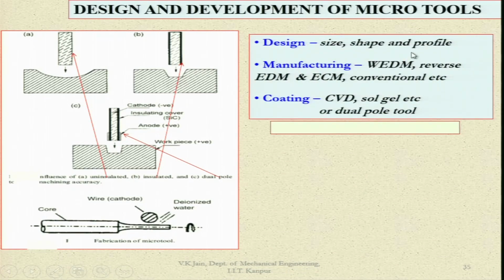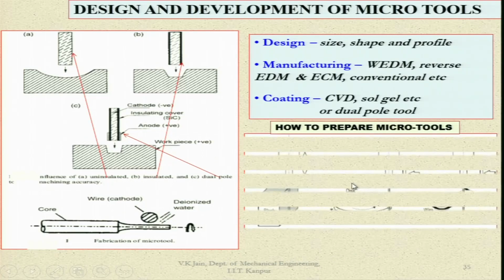You have to design the size, shape and profile of the tool. You can use wire EDM process, reverse EDM process or ECM process for making these micro tools. And for coating, as shown over here, you can use CVD, sol gel etc. Or a dual pole tool also can be used. I have shown a dual pole tool over here. This is the anode and this is the cathode on the same tool.